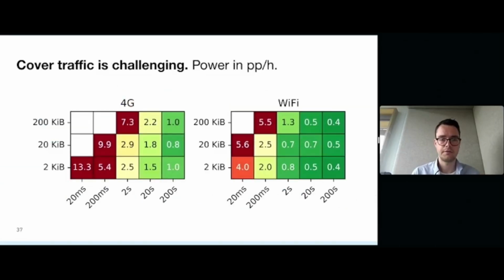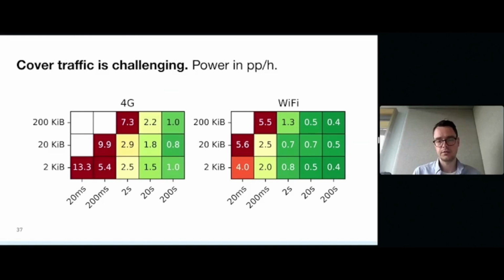This is a heat map comparing 4G and Wi-Fi. What you might immediately see is that the Wi-Fi one is way more green. That is because Wi-Fi in general doesn't have this tail latency problem. It's way cheaper to send at a higher rate. There's no really bad optimization point. It scales relatively linearly, whereas in 4G we quite quickly get into very expensive territory.